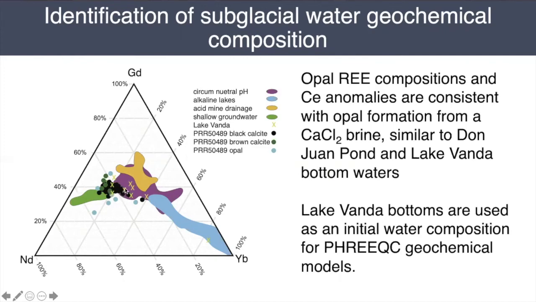And what you may notice is that in these yellow X's, we have Lake Vanda waters. And for the most part, our opals and calcites plot near the Lake Vanda waters. And so a conclusion we're making based on these data is that our opals are forming from a calcium chlorine brine, similar to Don Juan Pond and Lake Vanda bottom waters. And so we're going to use these Lake Vanda bottom water compositions as initial water compositions for our FREEZCHEM models.